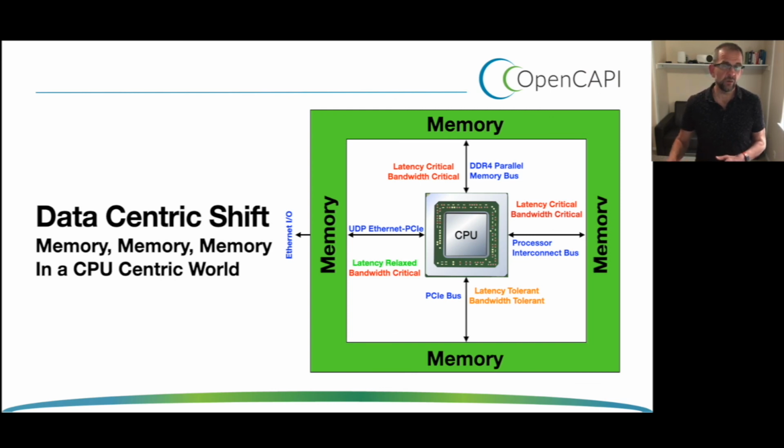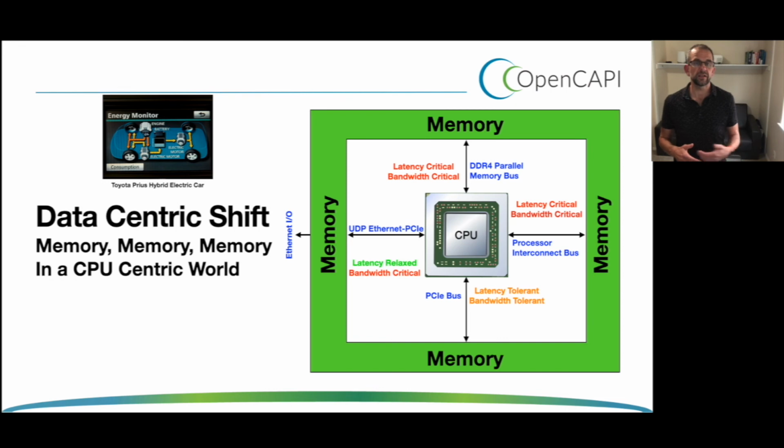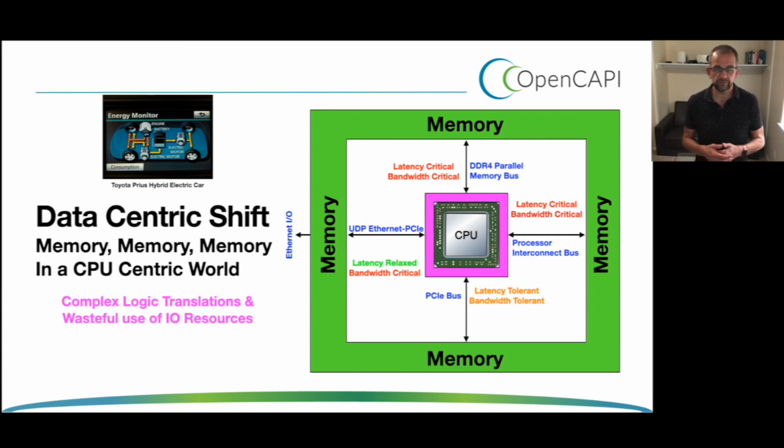In a way, this blend of the data-centric and CPU-centric world is a bit like a hybrid electric gas car, such as the Toyota Prius. And let's face it, the Prius has been around for 20 years. It made a lot of sense. It's a good way to evolve from one world to the next. But we shouldn't forget that there are several compromises that we have to put up with.